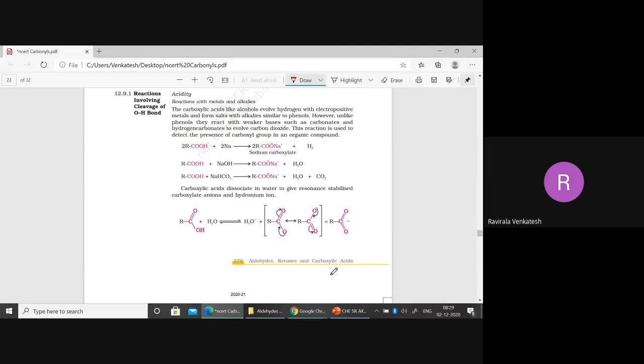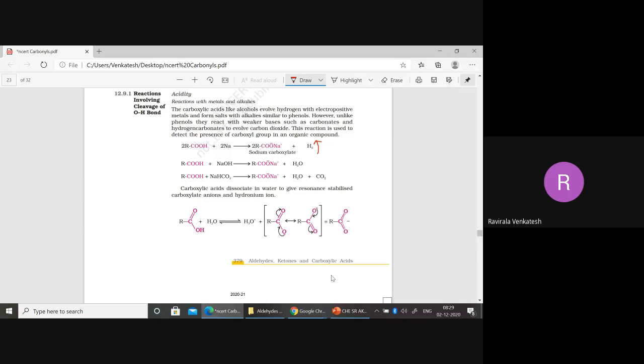Next, we'll move to acidity, the acidic properties. What is the meaning of acidity? Releasing a proton, reacting with a base, releasing a proton, or otherwise evolution of hydrogen gas. That can be taken as acidity. Now, carboxylic acids are acidic in nature. You can test by litmus paper, very simple. A blue litmus paper will convert into red litmus paper, which indicates it is an acid.